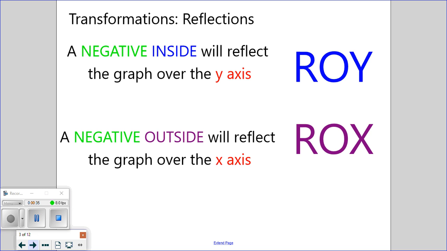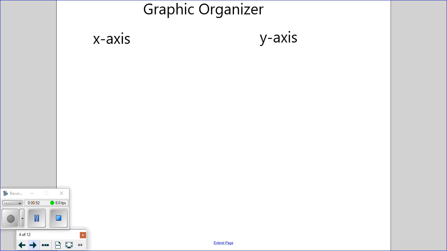So summarizing that, what we're seeing is a negative that is inside of our function reflects our graph over the y-axis. We call that an ROY. A negative on the outside of our function will reflect the graph over the x-axis, and we call that an ROX. Putting that onto our graphic organizer, this would be the very top one that says reflections.